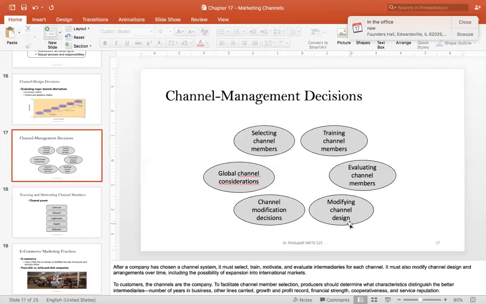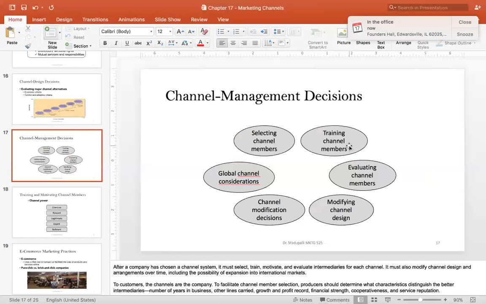Channel management decisions. There are a few aspects that need to be considered after an organization chooses a channel. They need to train and motivate each of the channel members about their products, and they need to evaluate each channel member on how they are performing. Taking a step back, in terms of training, many organizations have proper training mechanisms when it comes to how the sales agents should use their products.